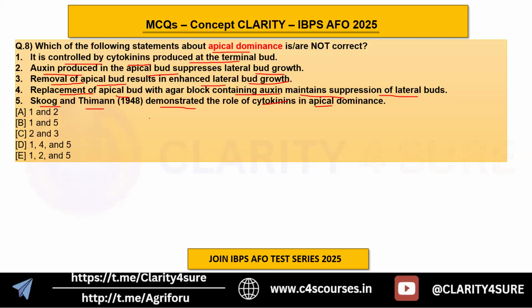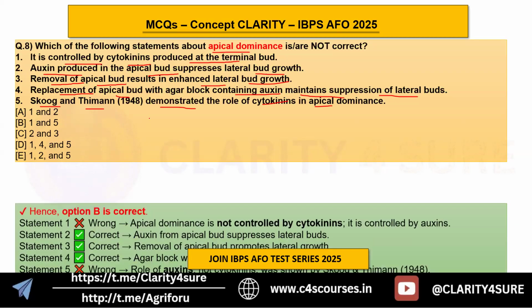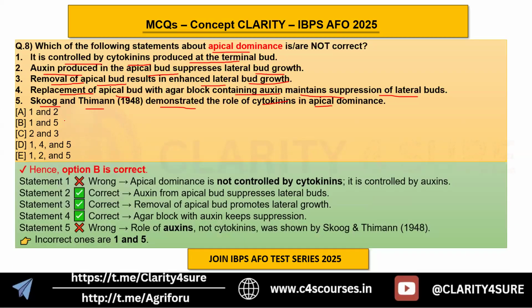Okay, so the not correct option would be option B, consisting of first and fifth. Okay, so let's see why. First is wrong because apical dominance is not controlled by cytokinins; it is controlled by auxins. It is very clear from that first statement. It is incorrect here. Okay.